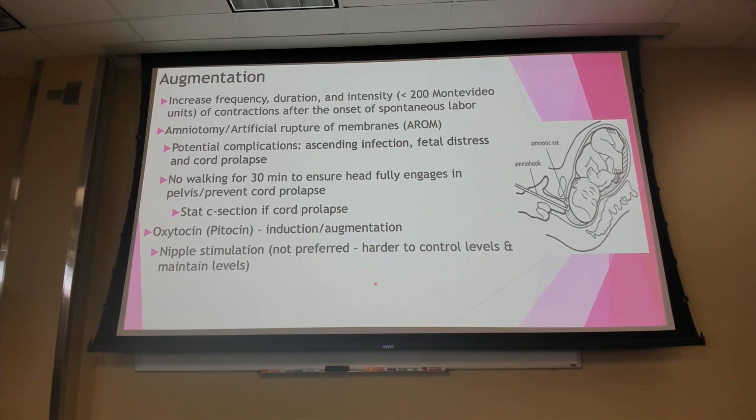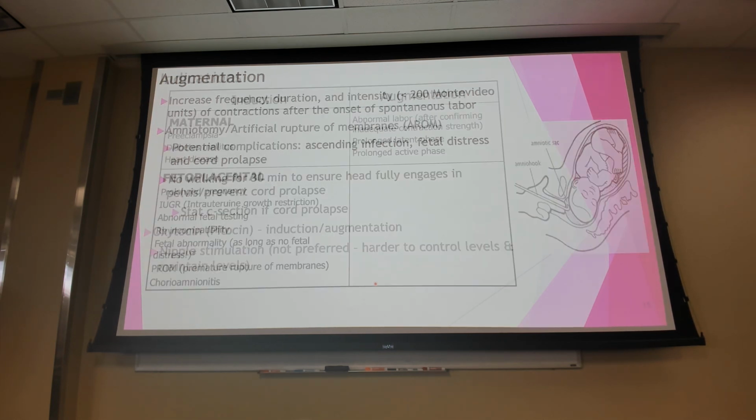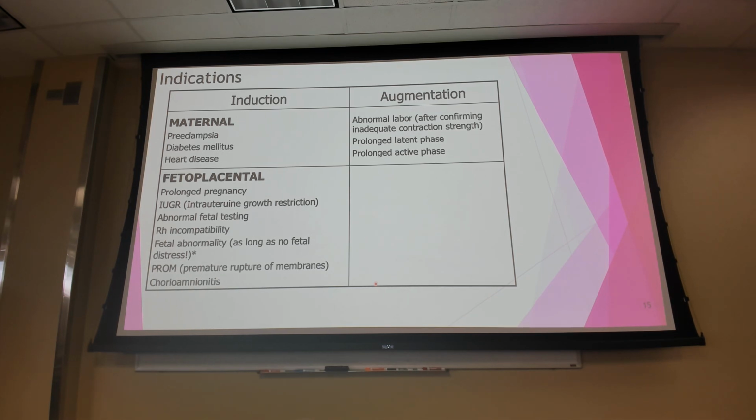How do we augment? We augment with the same medication we induce with, oxytocin. Okay? Again, we don't typically use mammillary stimulation because we can't control the level. So oxytocin is used for both induction and augmenting those contractions. Here are some specific indications for induction and augmentation, and I would definitely review these, okay?